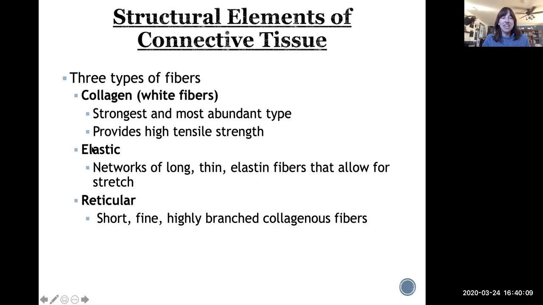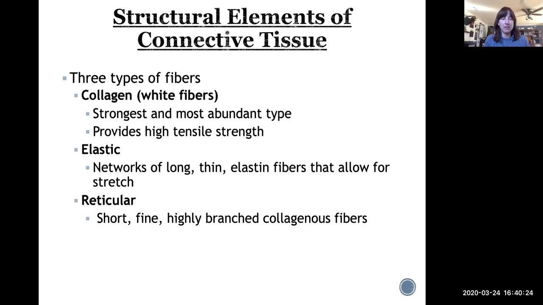Elastic fibers are actually multiple fibers in a bundle. They are very, very long, very, very thin, and they can stretch like rubber bands, okay? So elastic fibers can stretch like rubber bands.